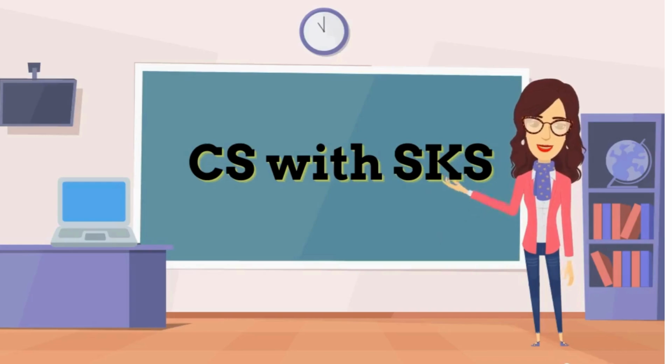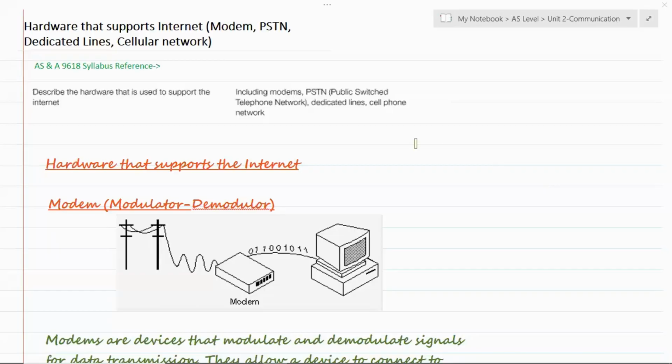Let's learn computer science. Today we are going to learn about hardware that supports the internet, including modem, PSTN, dedicated lines, and cellular network. Syllabus reference for ASCENT A9618, it is mentioned to describe the hardware that is used to support the internet, including modems, PSTN, dedicated lines, and cell phone network. So we'll cover all these topics today.